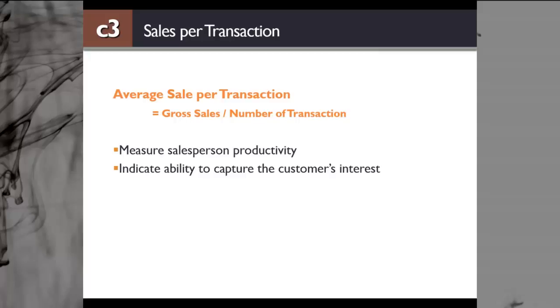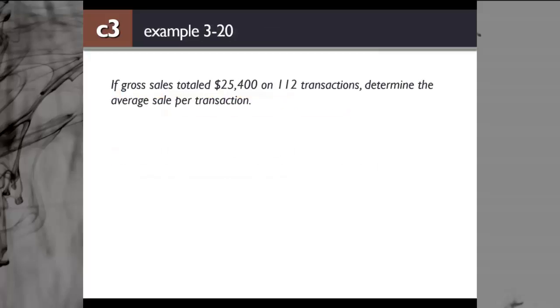It's also going to be helpful if you look at an example. So let's look at example 3.20. It says that if gross sales totaled $25,400 on 112 transactions, can you determine the average sales per transaction? It's easy and simple again, right? It will be total gross sales divided by the total number of transactions.